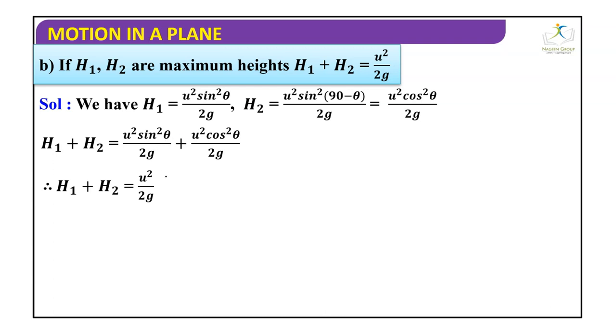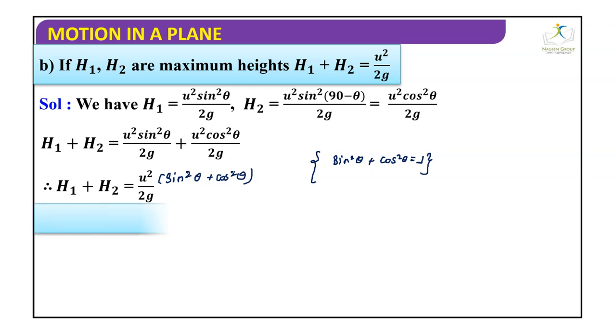Now we can take u² common. So what we get is sin²θ + cos²θ. And from the basics we know sin²θ + cos²θ comes to 1. So in place of sin²θ + cos²θ, we can directly put the value 1, and get the value R1 = R2 = 4 times the square root of H1 H2.